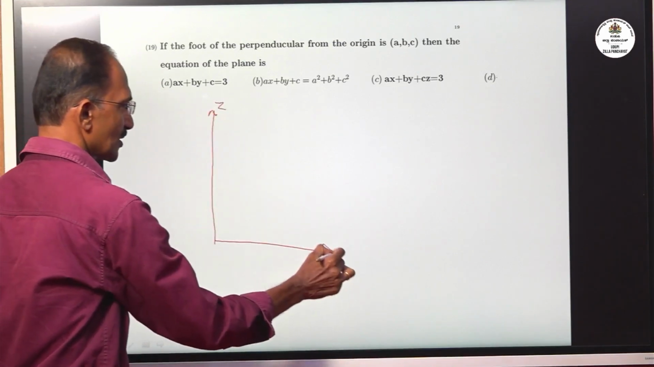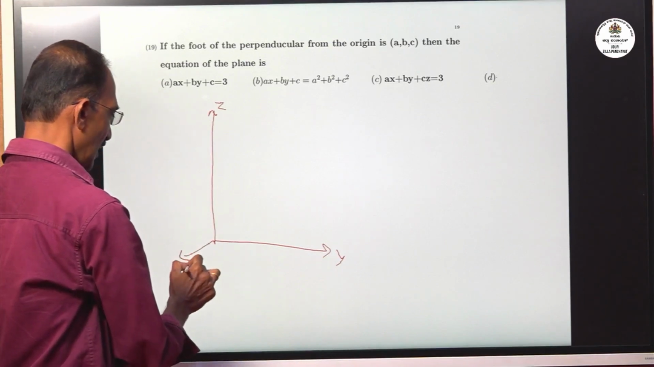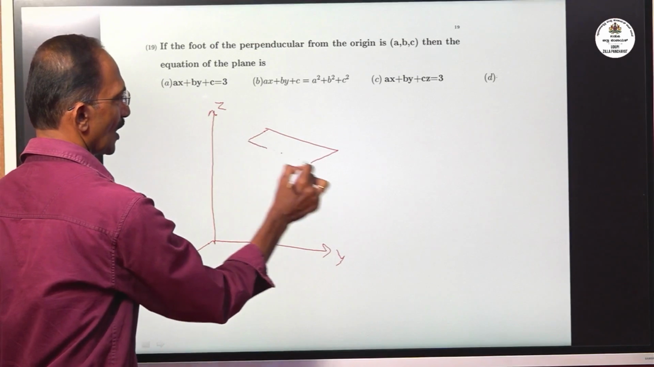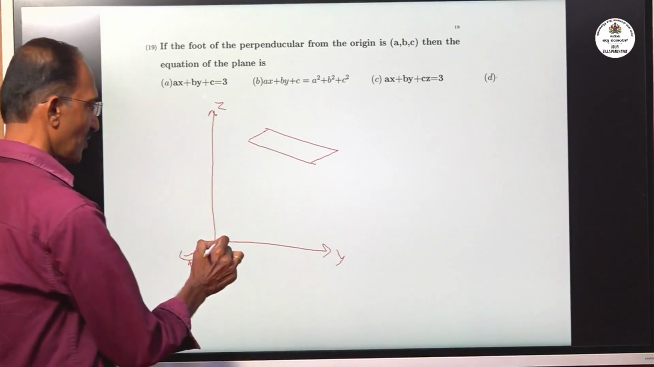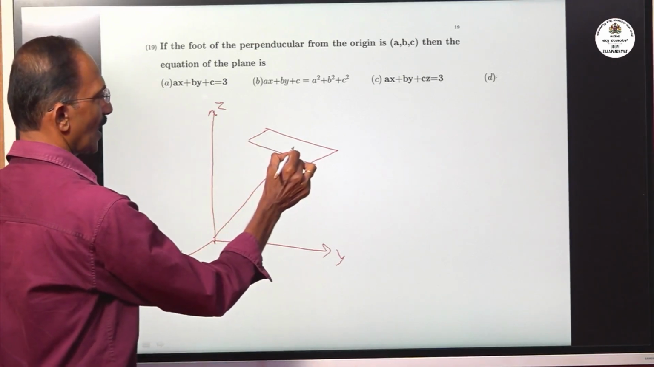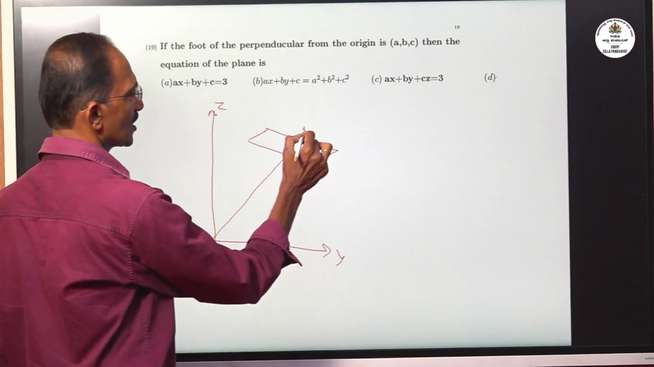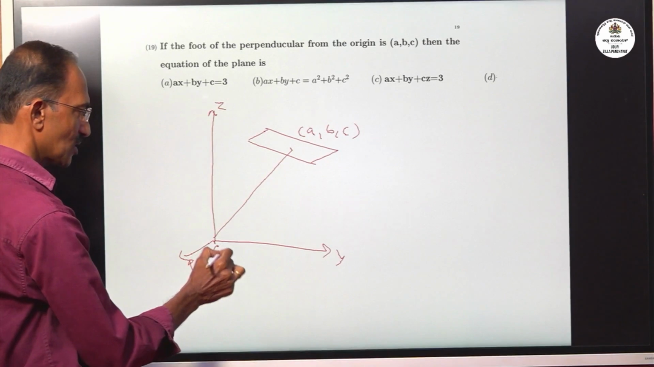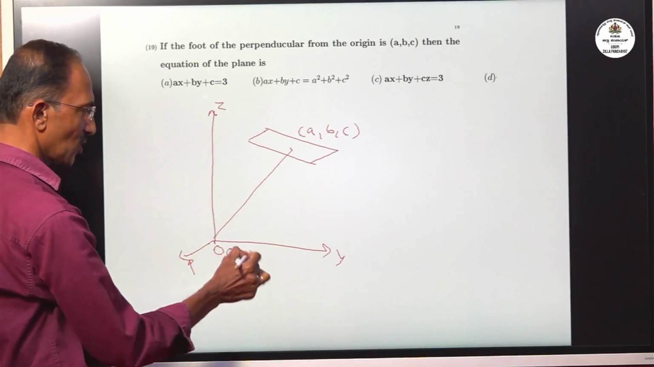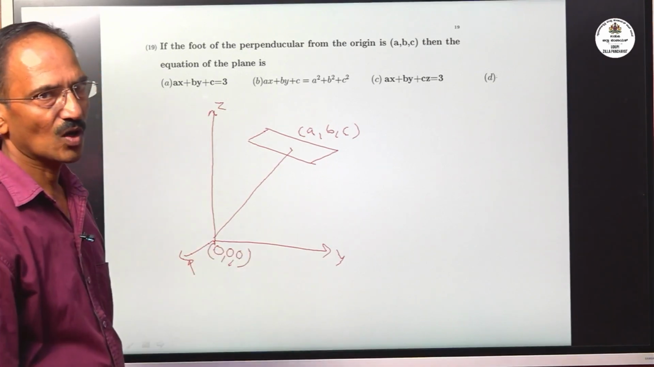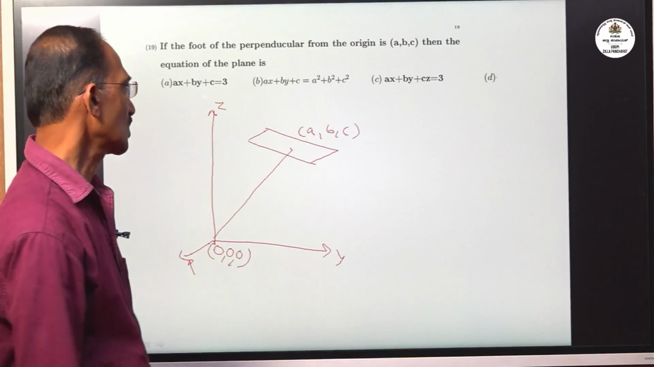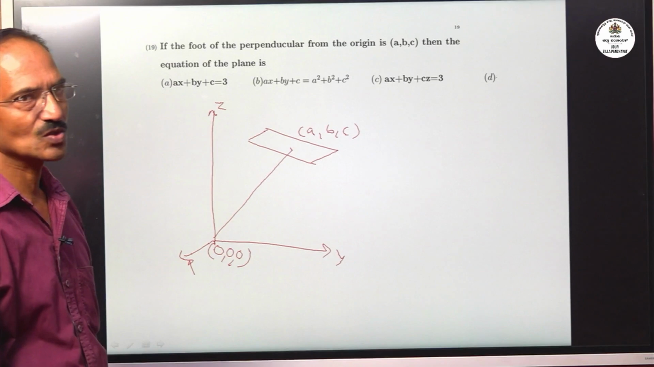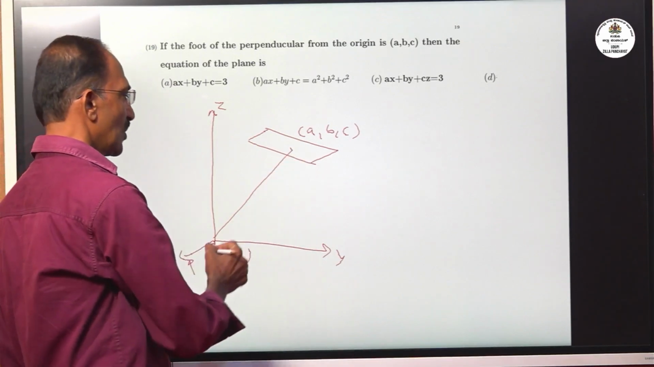So z-axis, y-axis and x-axis, and here is a plane. The foot of the perpendicular from the origin is given as a, b, c. So these coordinates are 0, 0, 0, which is the origin. So what are the direction cosines, or direction ratios, of this perpendicular line?